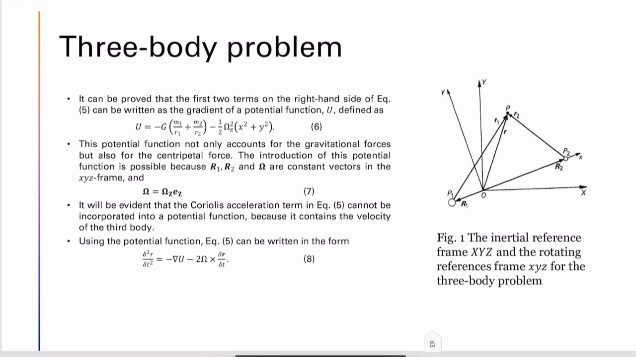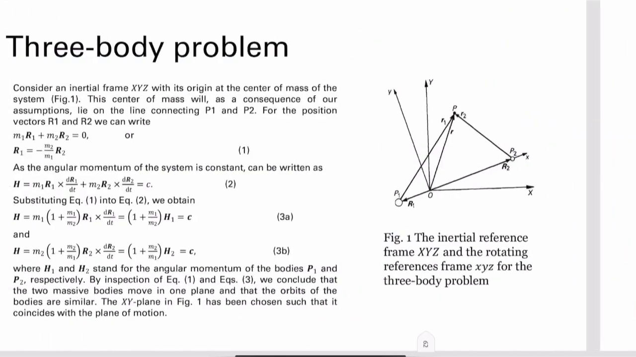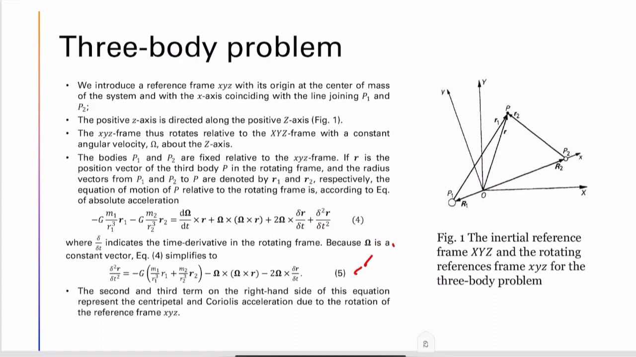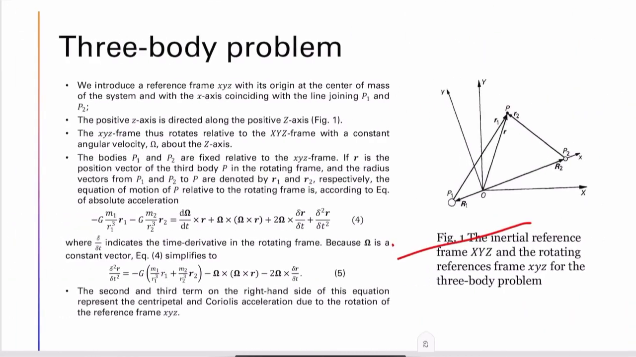It is evident that the Coriolis term cannot be incorporated in the potential function because it contains the velocity of the third body. Okay, and the potential function equation can be written in the form of equation 5. This equation can be written by incorporating the potentials inside. By incorporating the potentials inside, the same expression can be represented as follows.